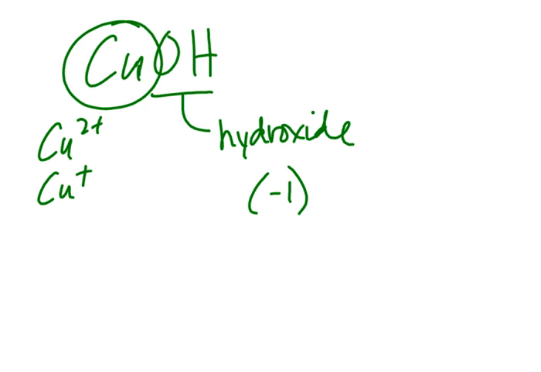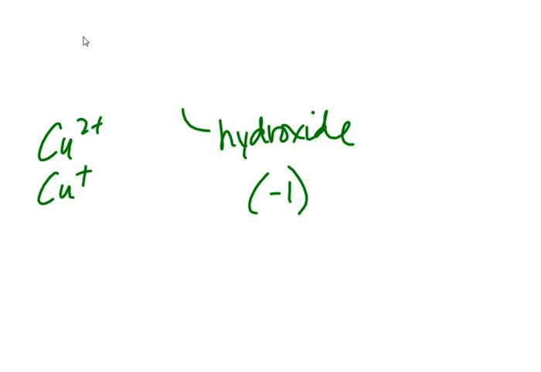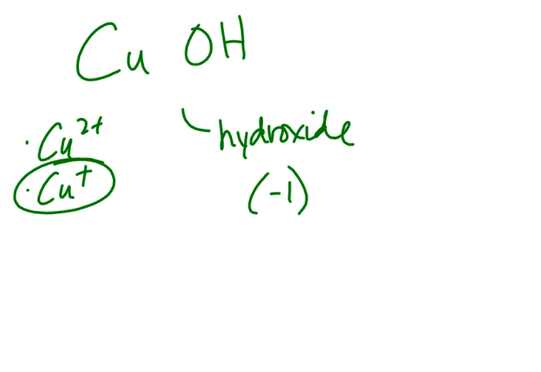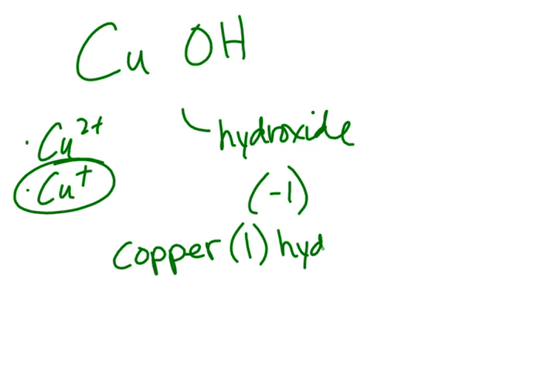Well, looking here, I see one copper. Okay, real quick. I see one copper and I see one hydroxide. Well, if the hydroxide is -1, which one of these two do you think is the appropriate copper? And of course, that would be copper 1. So this would be copper 1 hydroxide. Okay? Next one I'm going to do is right off of your worksheet.